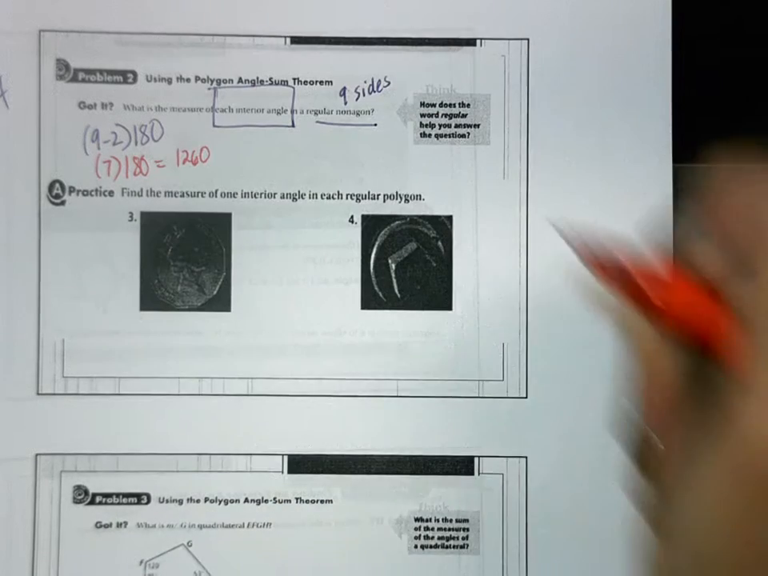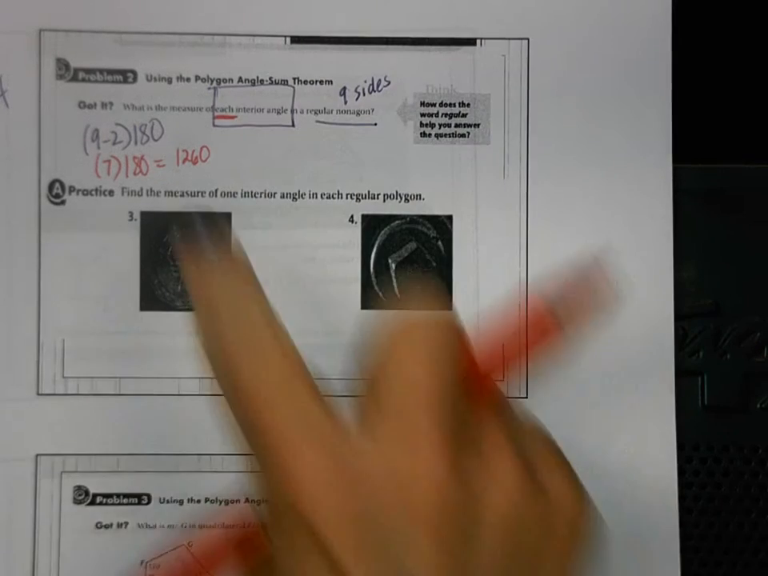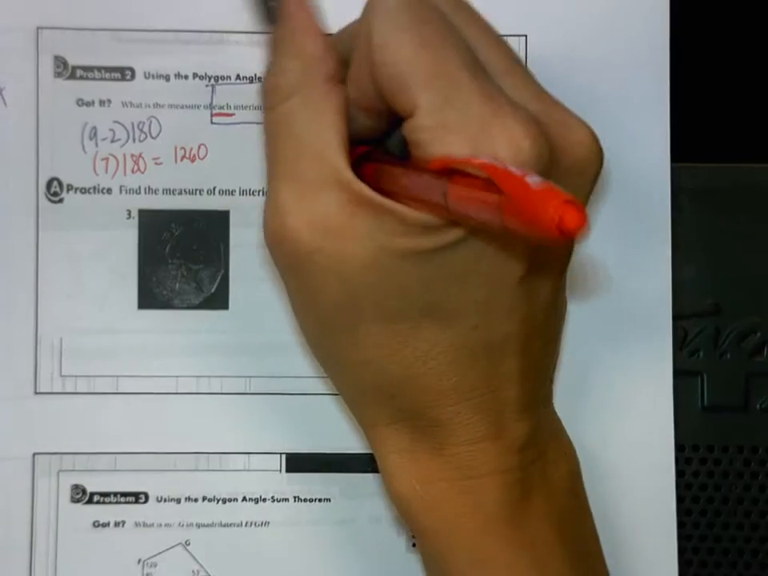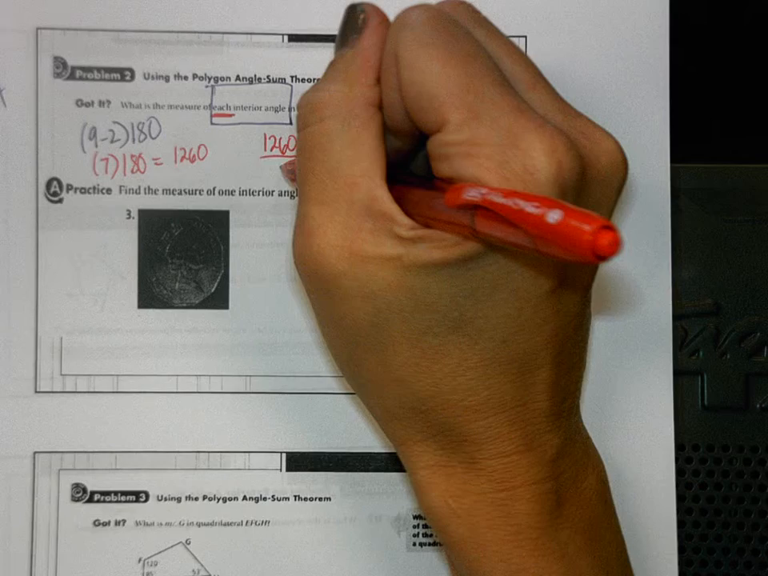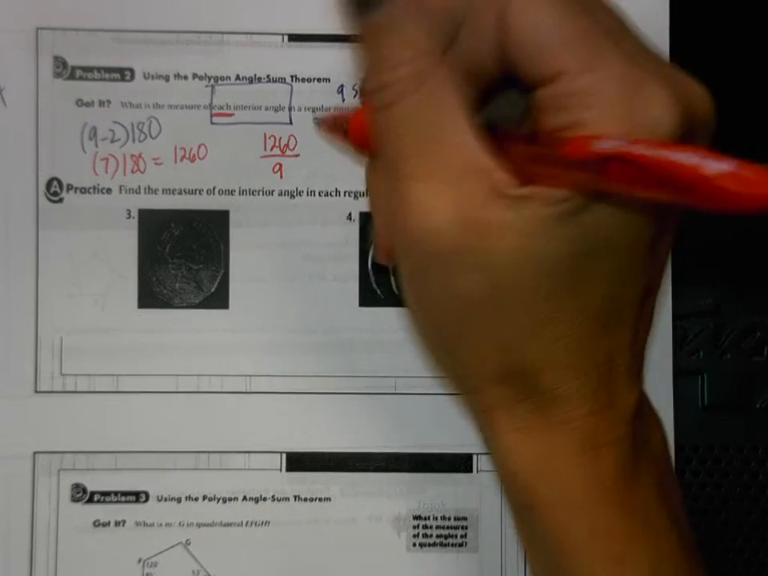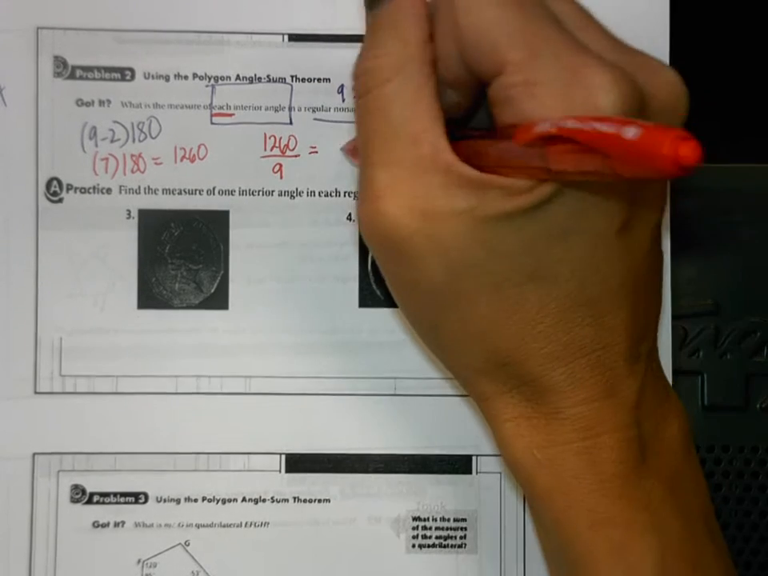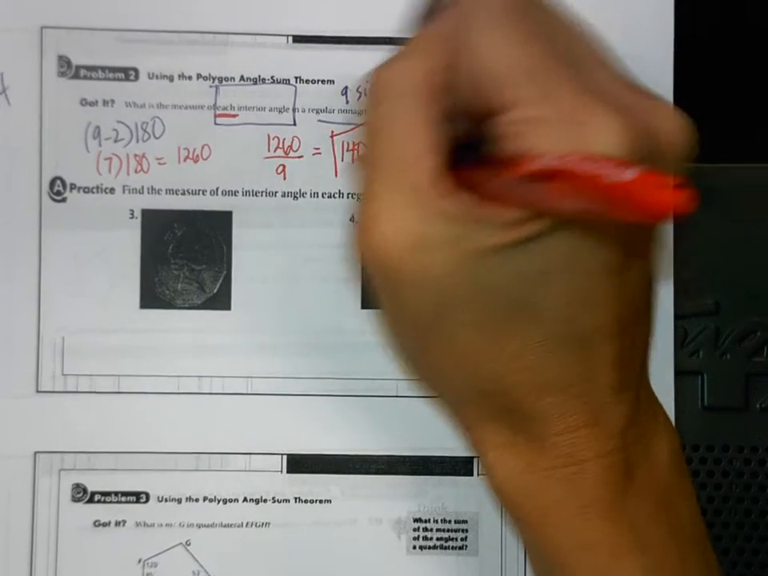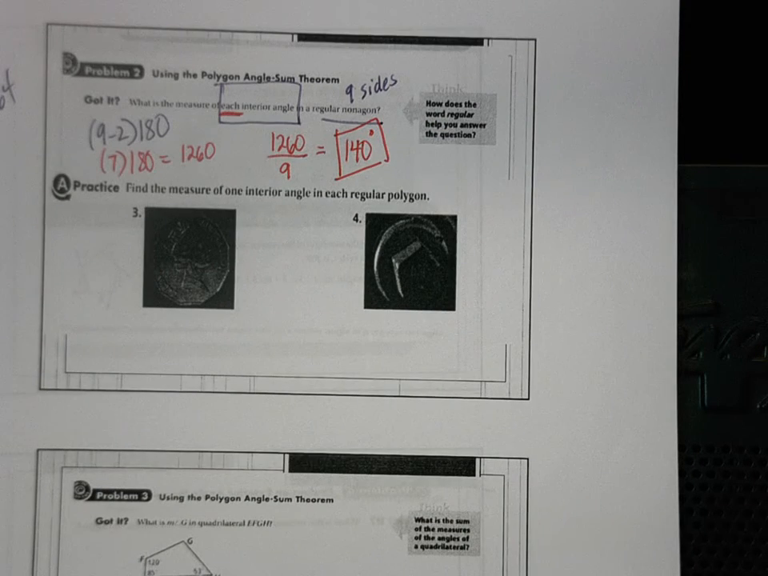1,260. Now to find each interior angle, we take this number and divide it by what? How many sides are there? 9. There are 9 sides in a nonagon, which means there are 9 angles in a nonagon. So we divide it by 9, and it gives me 140. So each angle is 140 degrees. Does that make sense?